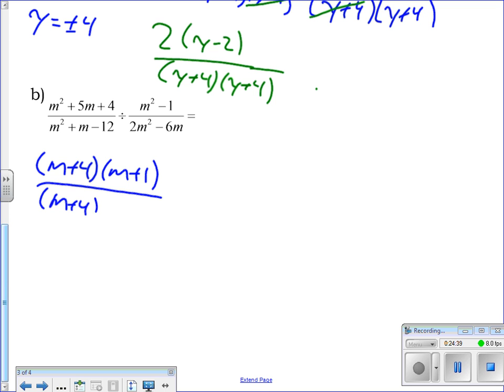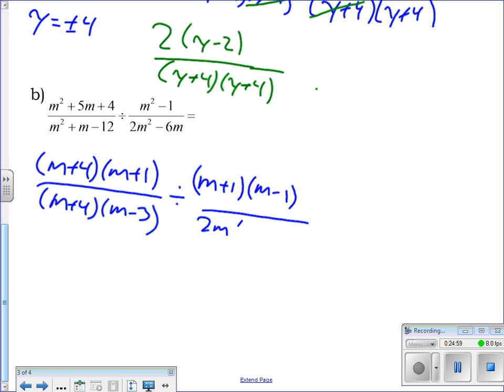M plus 4, m minus 3 for the first one, divided by m squared minus 1, which is m plus 1, m minus 1, and factor out a 2m: 2m times m minus 3.